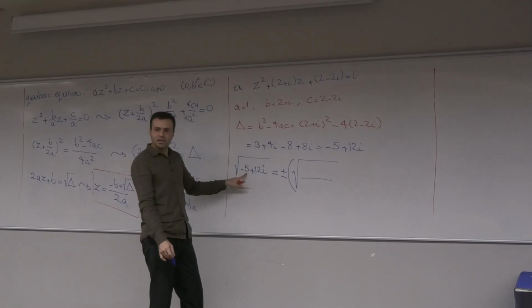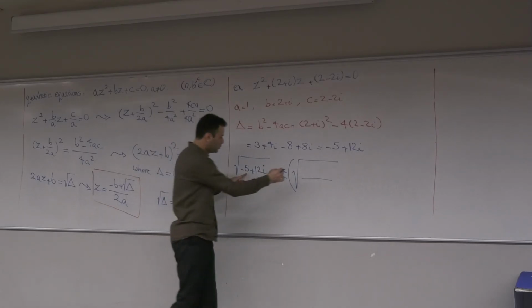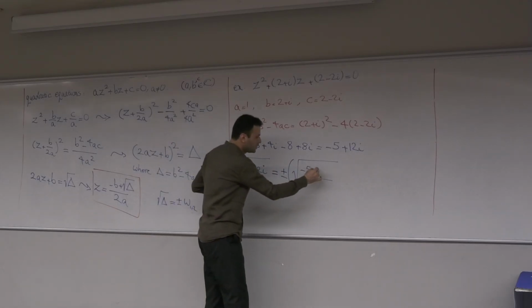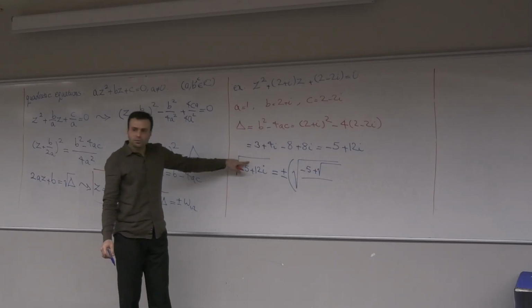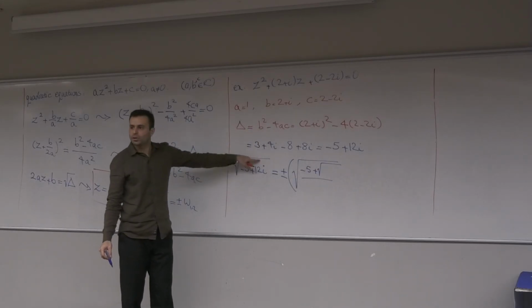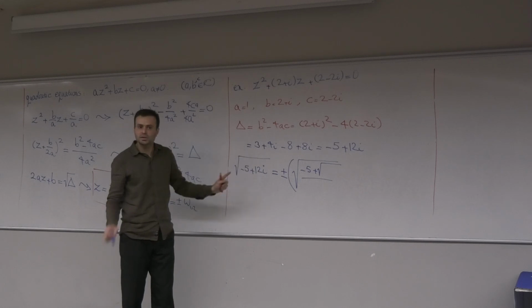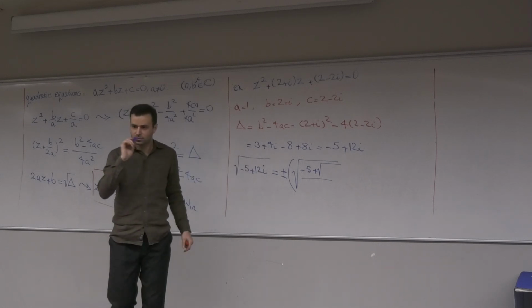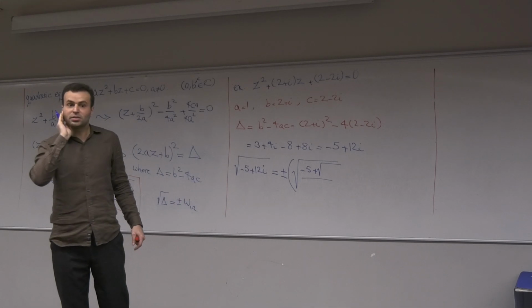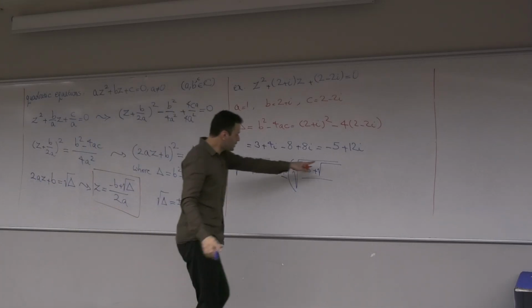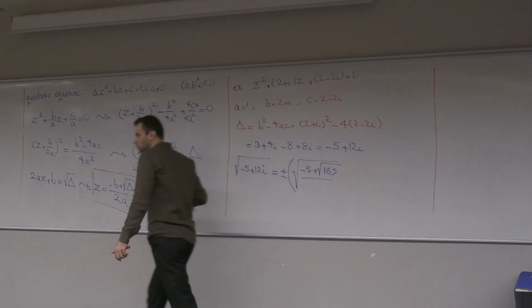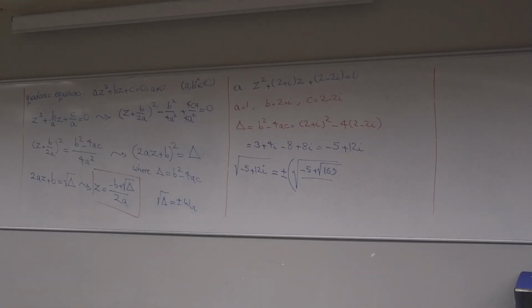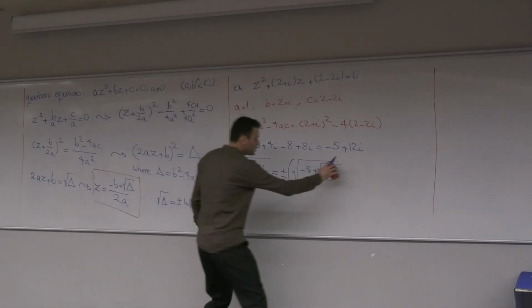A. Our A here is what? Minus 5. Plus square root of? That's 5 to the power of 2, 25, and 12 to the power of 2. And what is their summation? 169. Square root of 169, which is 13, right? Yeah. So this is going to be 13.